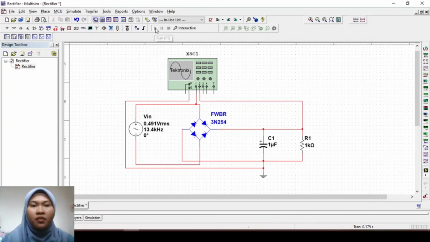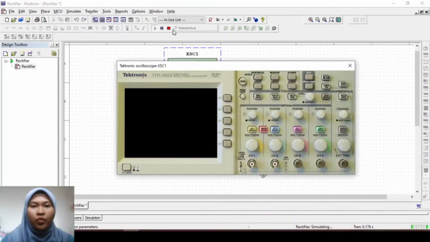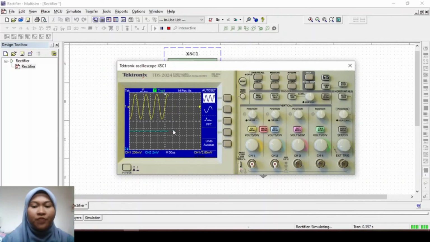Now run with the capacitor installed. We can see the effect it has on the rectifier output waveform, as shown here.